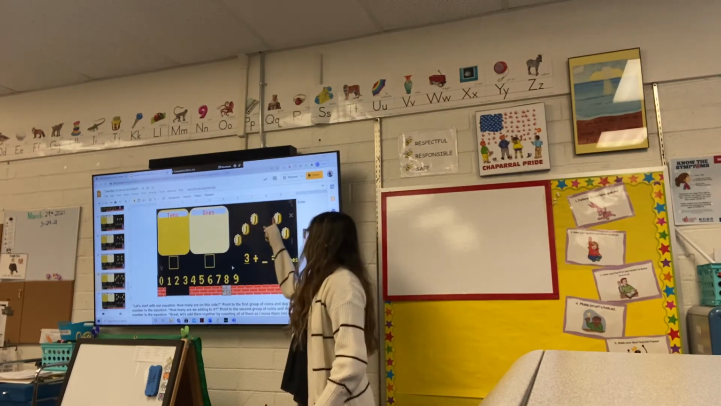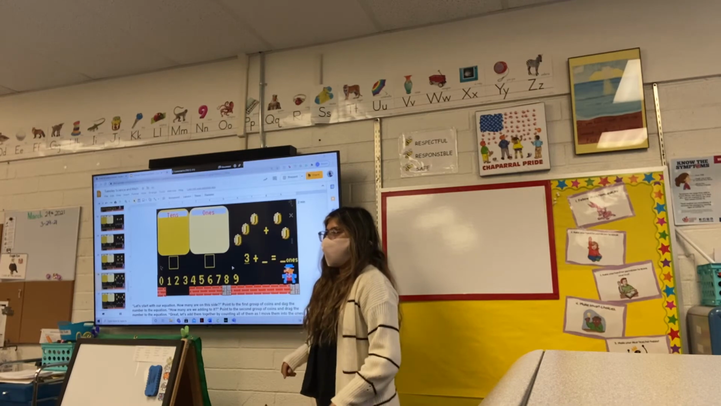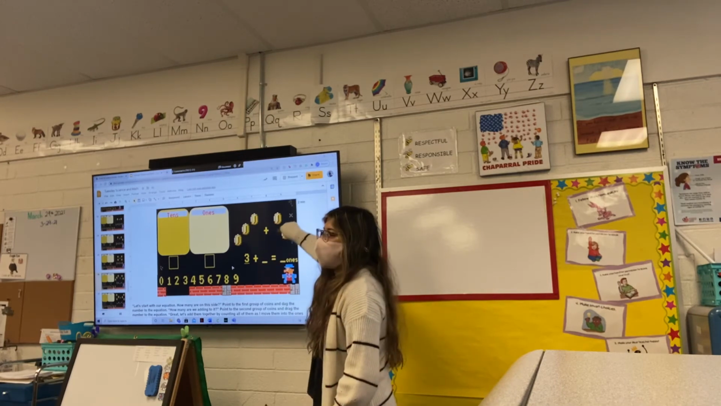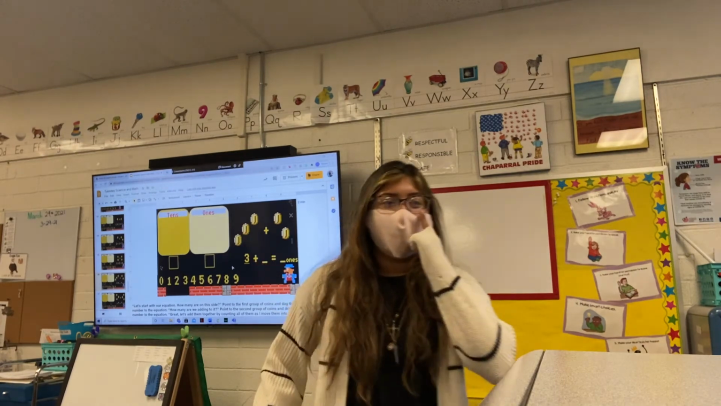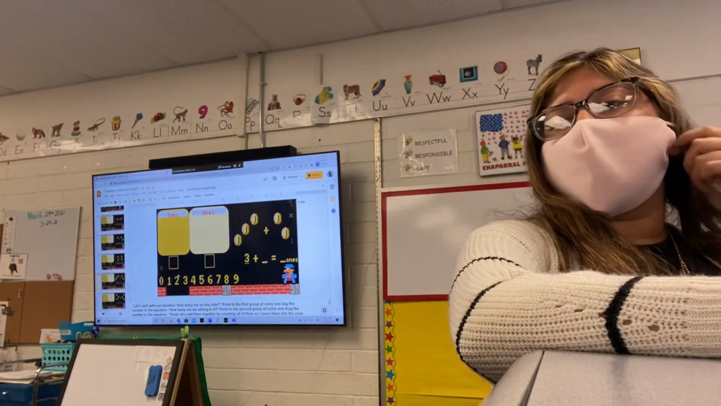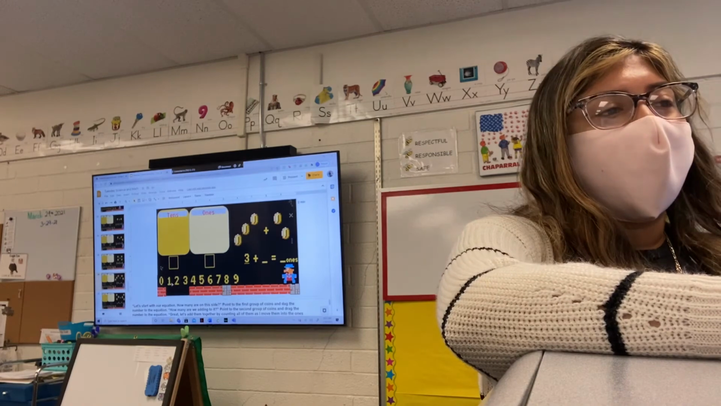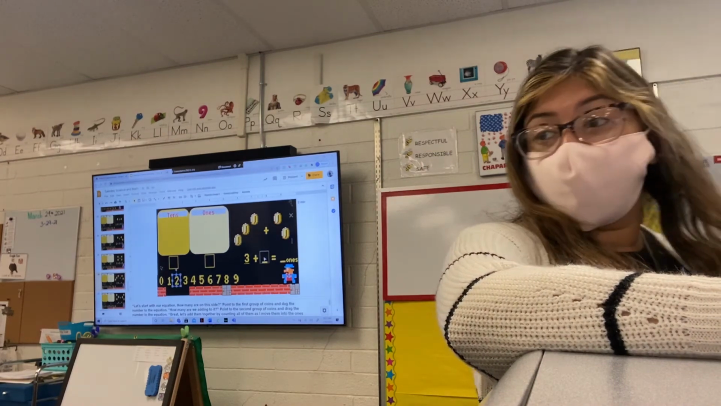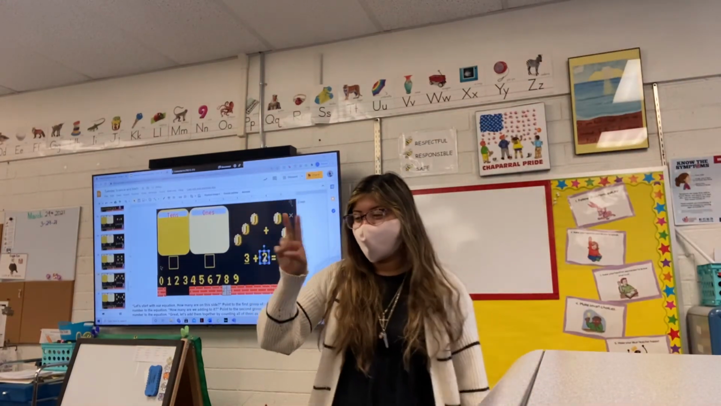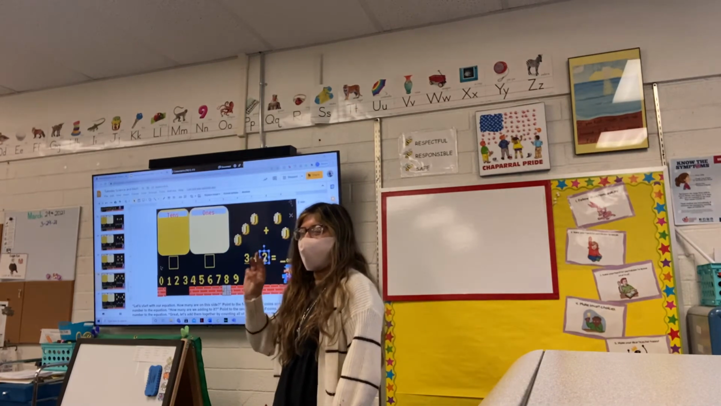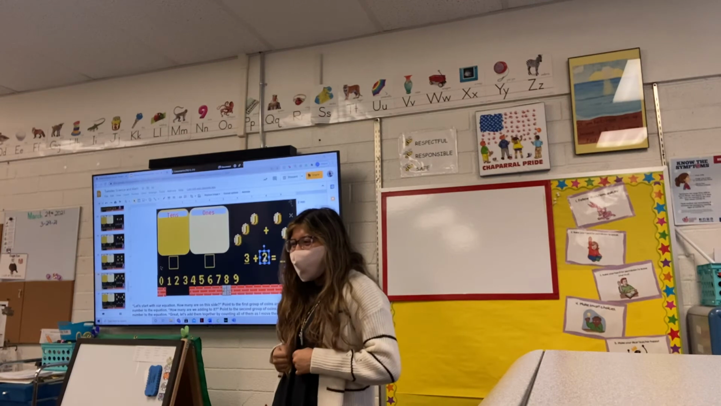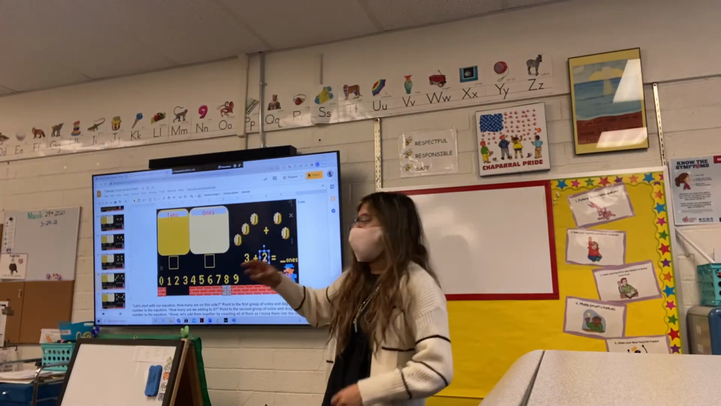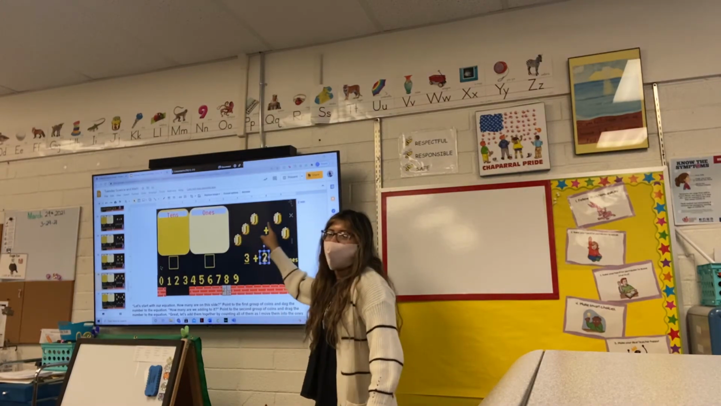Equal. How many coins do you see? How many coins are on this part? 2. Good job. So you guys should be writing your equation. 3 plus 2. Alright. Now 3 plus 2 equals. How do you know? You guys can add it with your fingers or you can count all the coins that are on here.